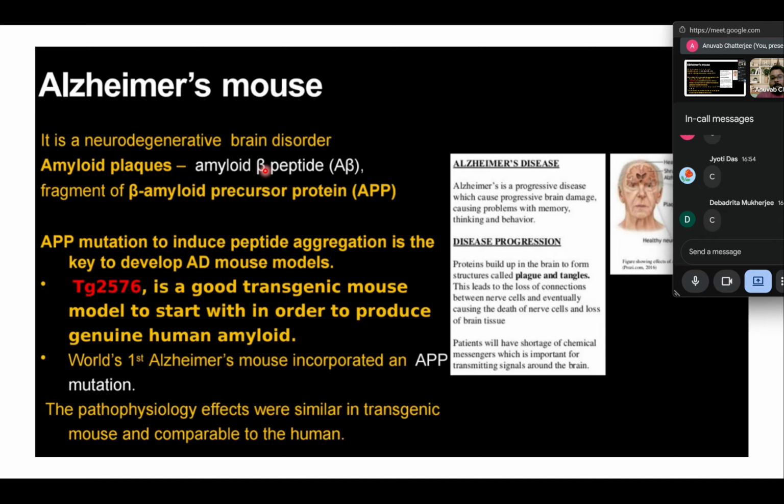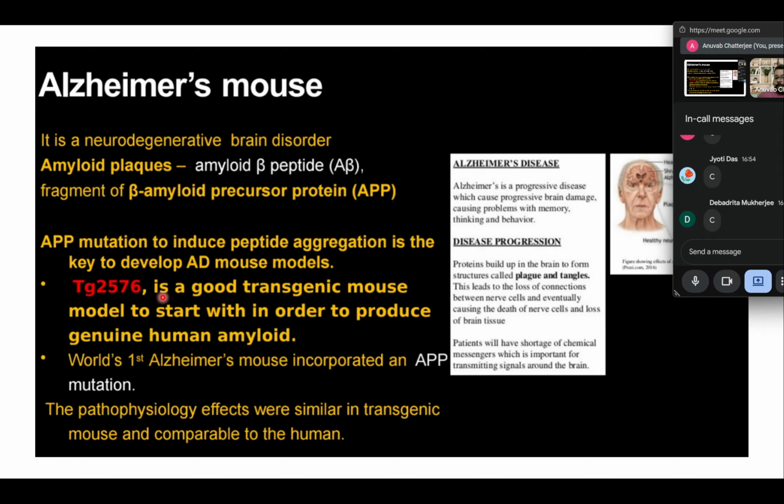So amyloid plaques, or amyloid beta peptide fragments, are fragments of beta amyloid precursor protein, or APP. Accumulation of this protein causes Alzheimer's. So APP mutation to induce peptide aggregation is the key to develop the AD mouse model. So we want to replicate this particular accumulation of beta amyloids in mouse so that we are able to better study it, because in humans you can't open a human up and see what the neurons are doing, but in mice it is pretty easy.